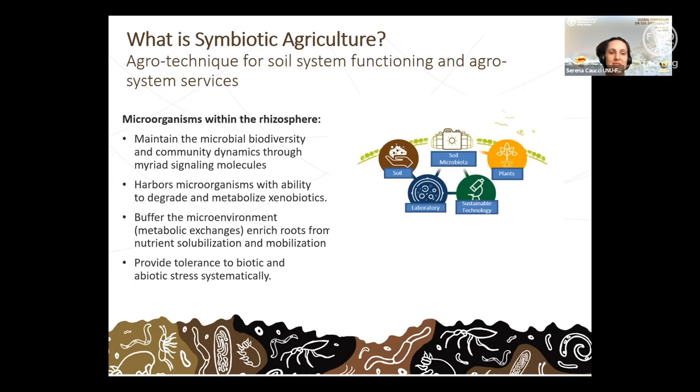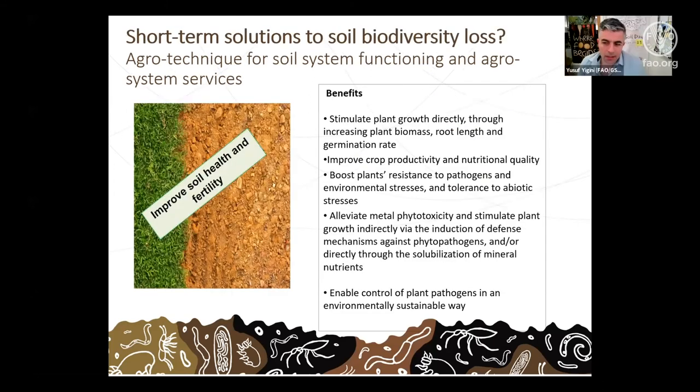The benefit is that the soil can maintain microbial biodiversity and community dynamics, can also harbor microorganisms with the ability to degrade and metabolize xenobiotics, so preserving soil and plants from pollution or at least reducing the impact, but can also enrich roots through nutrient stabilization and mobilization, and can buffer abiotic stress for plants.